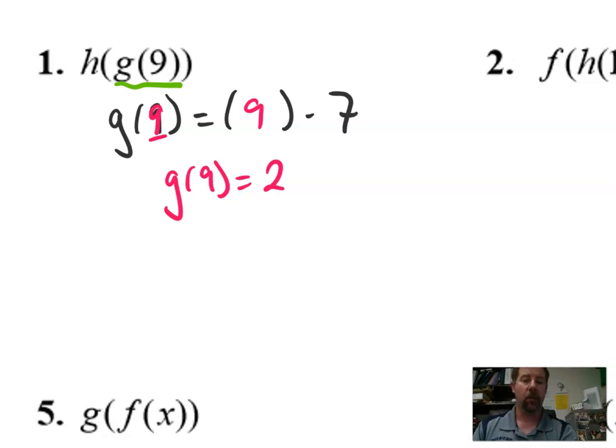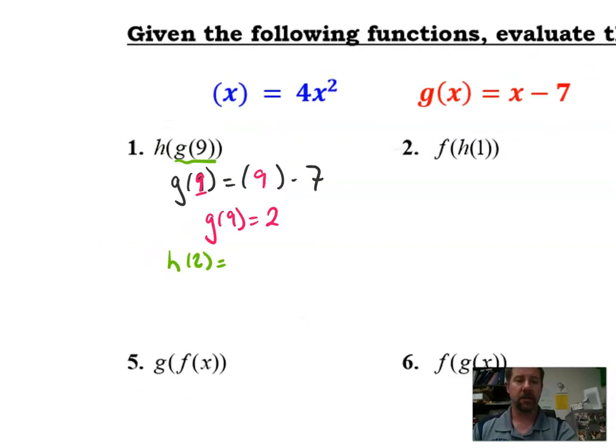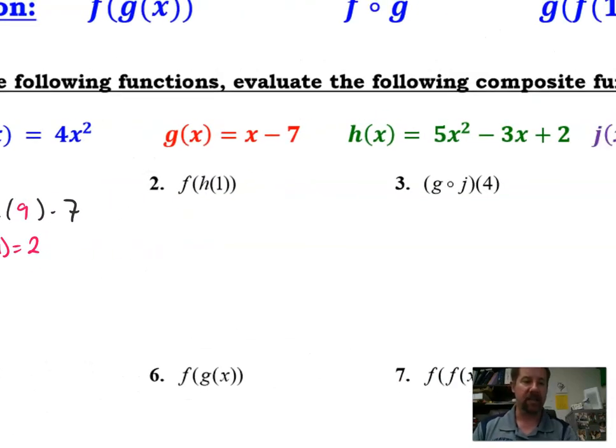But now that we know that g of 9 is 2, I can replace g of 9 up here with that 2. And now we're just going to go find h of 2. Because g of 9 was 2. So I now need to go grab my h function, which is 5x squared minus 3x plus 2. And again, instead of putting the x's, I'm going to put parentheses so I can plug in my 2.